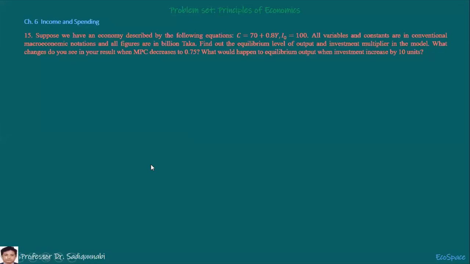So in chapter 6, we have 3 problems, problem number 15, 16, and 17. So first problem is problem 15, and this problem is from two-sector economy. Two-sector model.